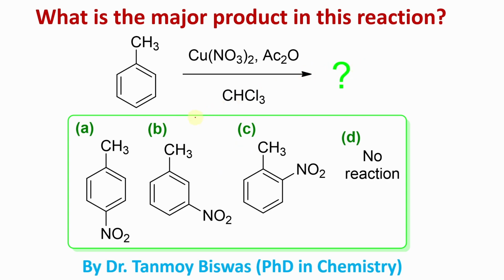So what is the major product of this reaction? By the way, this is toluene, an aromatic hydrocarbon. And if you look at this reagent, it is copper(II) nitrate and acetic anhydride in chloroform as solvent. So what is the product? Ortho nitration, meta nitration, para nitration, or no reaction? This is actually a very interesting problem, students. That's why I have selected this.